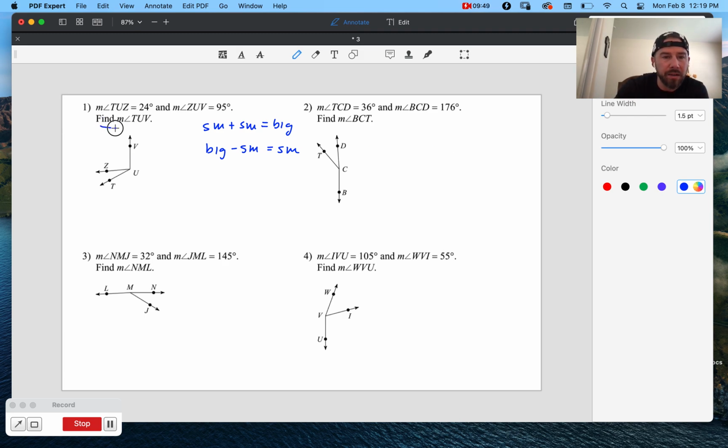So they want us to find the measure of angle TUV. So from T to U to V, that's a big angle. It's big because it contains both of these other angles. So to find a big angle, we just add small and small. So I'm going to add 24 and 95. And it looks like I get 119.